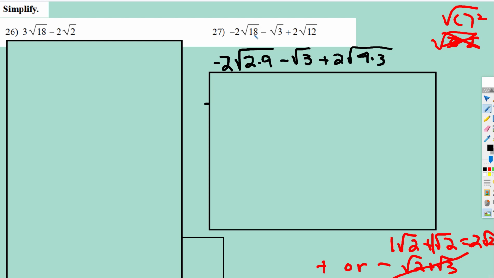And then the square root of 18 is 2 times 9. And then look at what happens. The square root of 9 is 3. So now you have 3 times negative 2. The square root of 4 is 2.